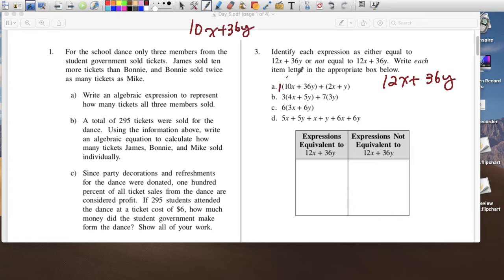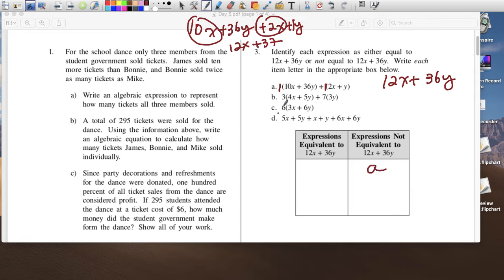If I use the distributive property, I can remove those parentheses. Plus, again, there's another little 1. 1 times 2x is just 2x, and 1 times y is just y. So plus 2x plus y. If I combine like terms, 10x plus 2x is 12x. 36y plus y, remember there's a 1 over here, is 37y. So A is not equivalent.